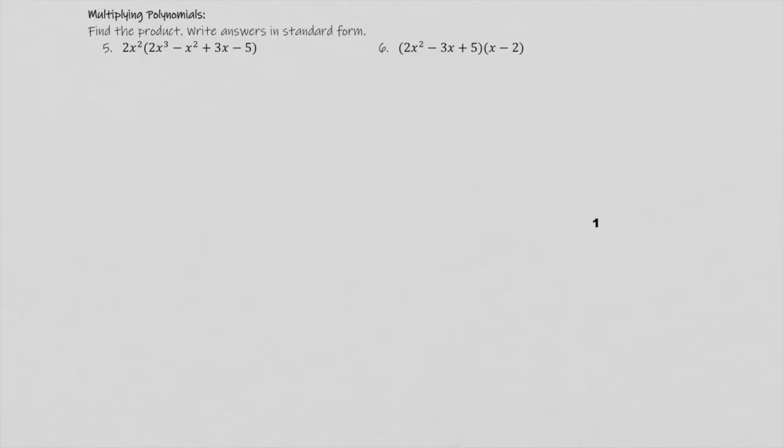So in number 5, we have a monomial times a polynomial with 4 terms. So I need to take that 2x squared and times it by everything inside that parenthesis. So I take 2x squared and times it by 2x cubed. So 2 times 2 is 4. And when we multiply x squared and x cubed, we add the powers. So it's going to be x to the 5th.